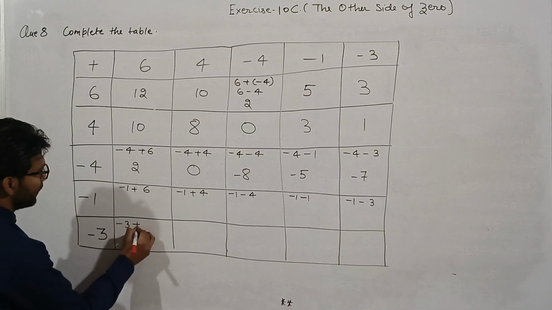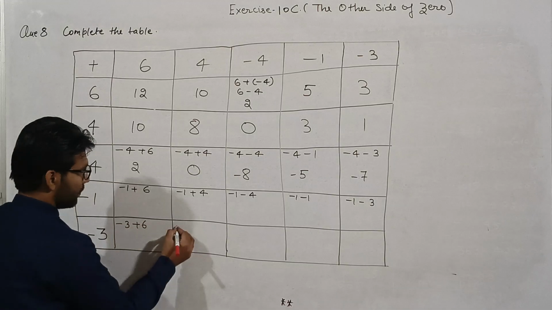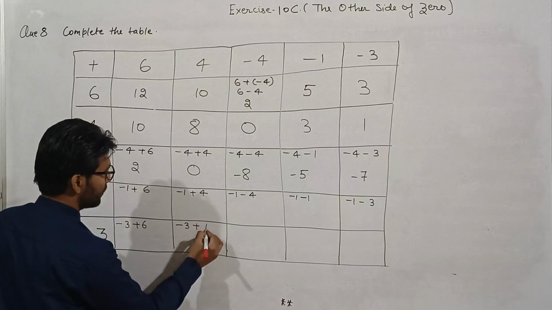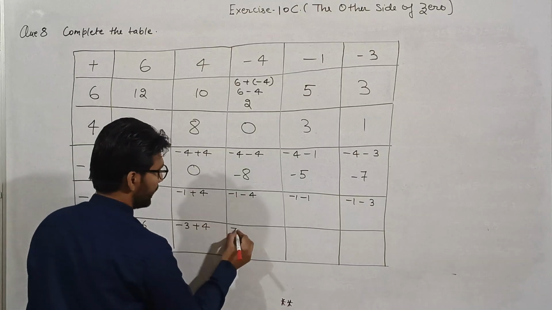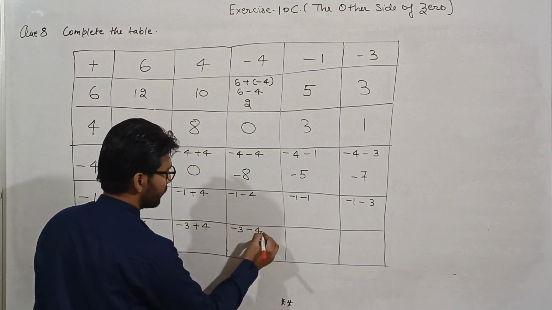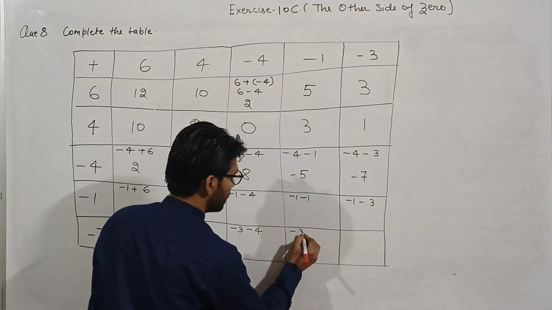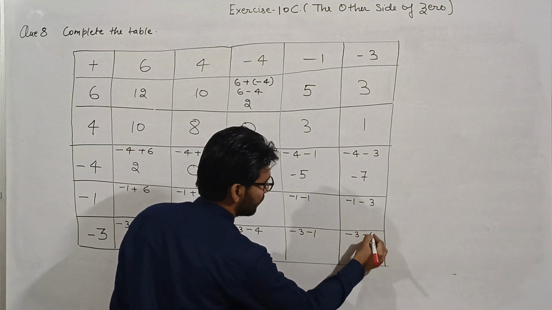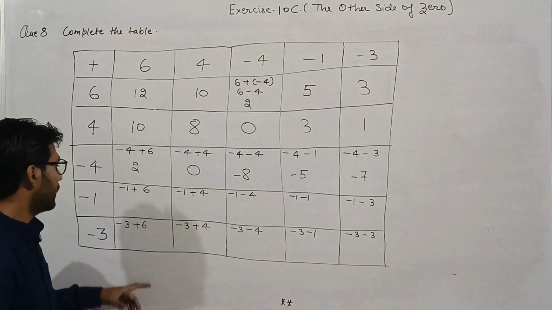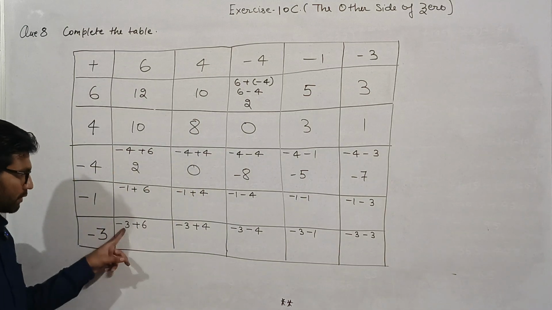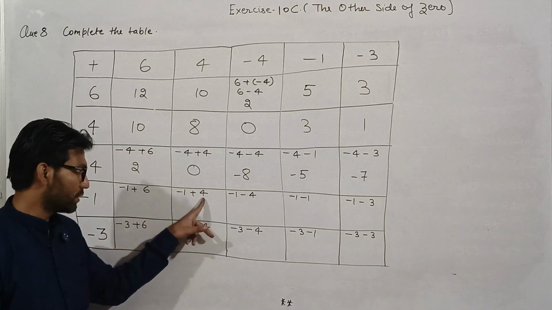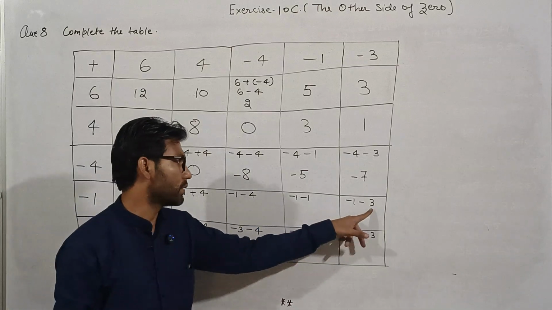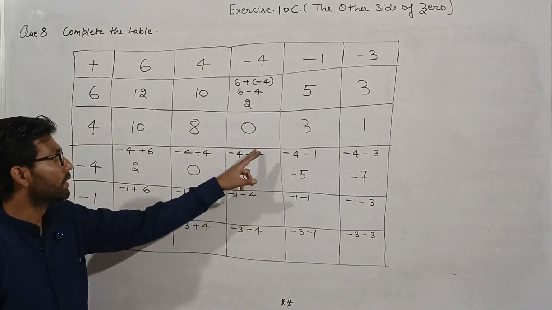Okay, in the last one, do this: minus 3 plus 6, minus 3 plus 4, minus 3 minus 4, minus 3 minus 1, minus 3 minus 3. Here I first write minus 3, then I just copy paste these numbers because this will always come the same.